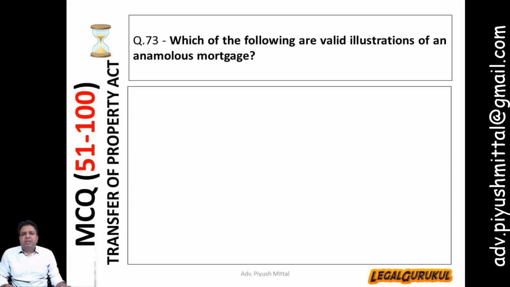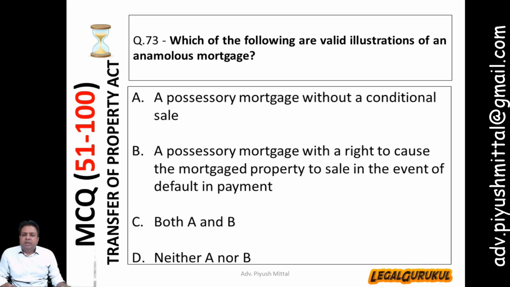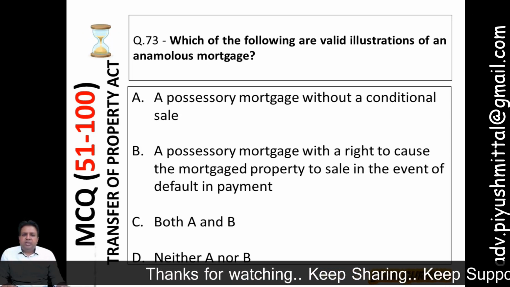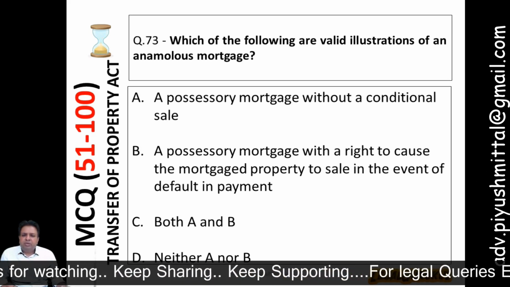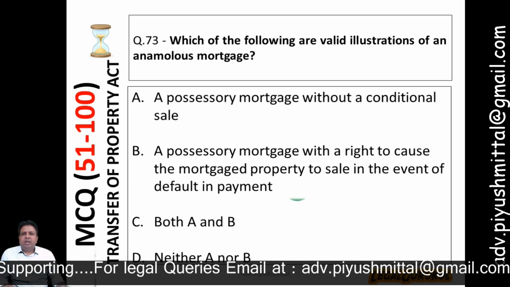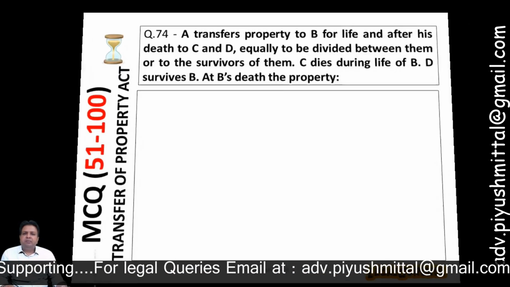Question number 73. Which of the following are valid illustrations of an anomalous mortgage? A, a possessory mortgage without a conditional sale. B, a possessory mortgage with a right to cause the mortgaged property to be sold in the event of default in payment. C, both A and B. D, neither A nor B. And the correct answer is B.